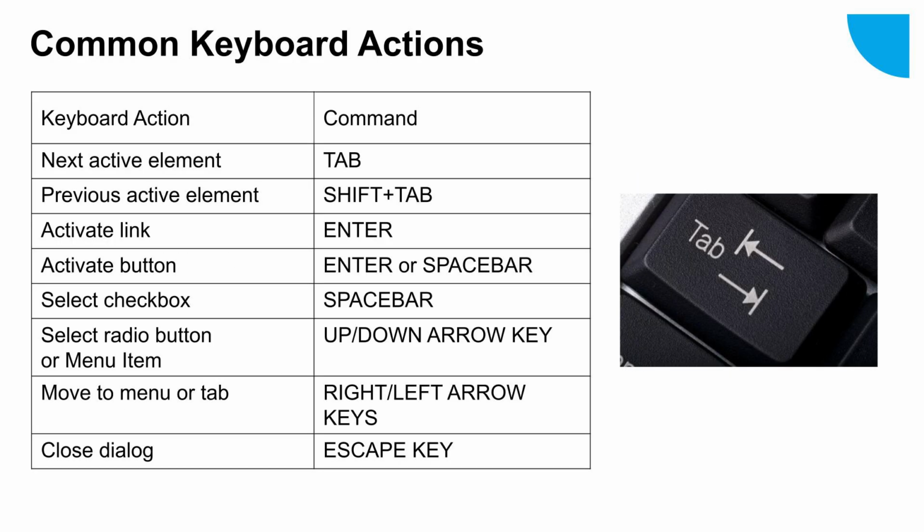To move forward through interactive elements, links, buttons, form fields, press the Tab key. To move backward, press Shift-Tab. To activate a link or button, press Enter. Buttons specifically can be activated with the Enter key or the spacebar. To select or deselect a checkbox, press spacebar. To navigate among radio buttons or items in a drop-down menu, use the arrow keys. And to close a dialog or modal window, press the Escape key.